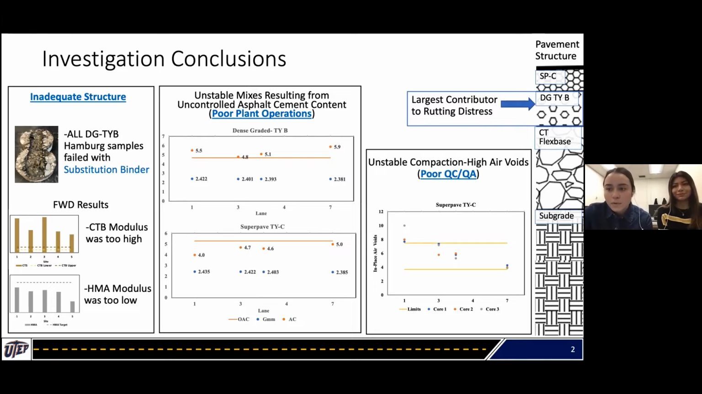Third, there were poor quality control and quality assurance. This was concluded based on the variation of the in-place air voids. And for the superpave layer, lane 1 had in-place air voids that were higher than the upper limit. And overall, we concluded that the dense gradient mix was the largest contributor to the rutting distress because of the binder substitution and the composition of the mix.